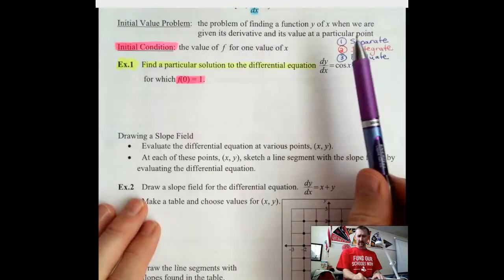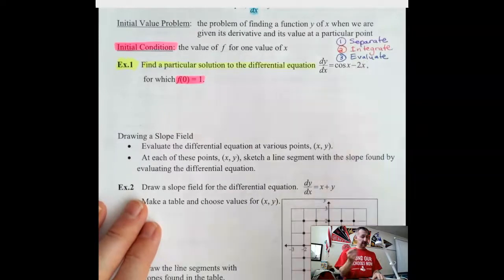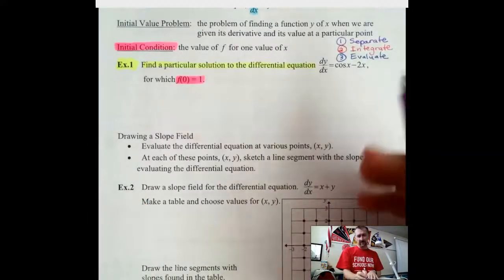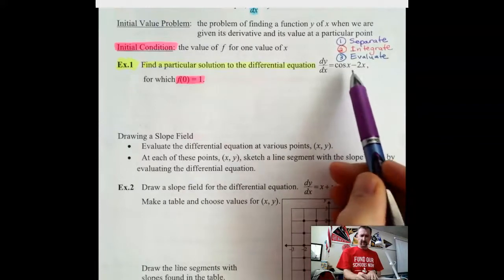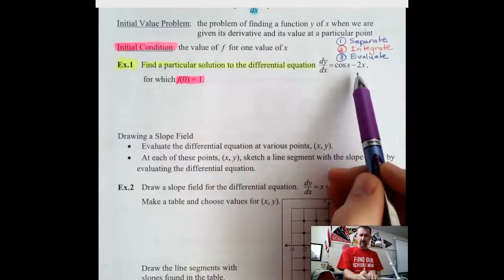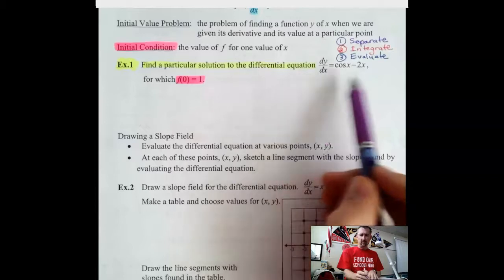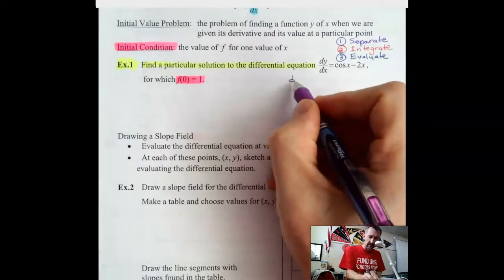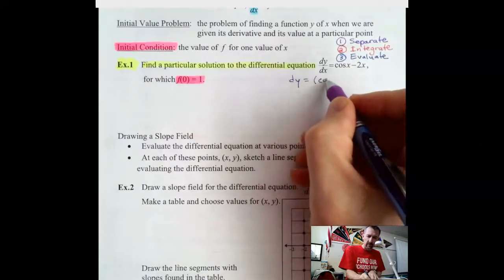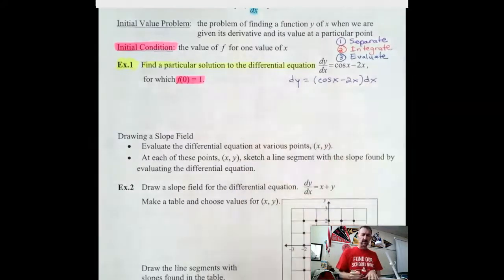So, a 3-step process: separate, integrate, evaluate. The separate step is sometimes tricky, but this is just an introduction, so it's not that bad. All that means is that the y's should be on one side and the x's should be on the other side. Here there are no y's, so all we have to do is multiply both sides by dx. So that's going to be dy equals cosine x minus 2x dx. And that's the separate step.